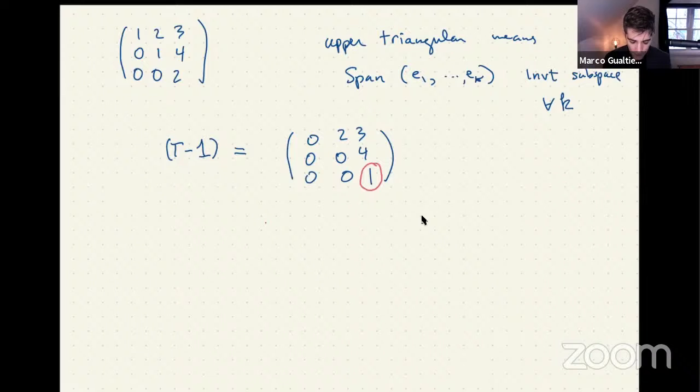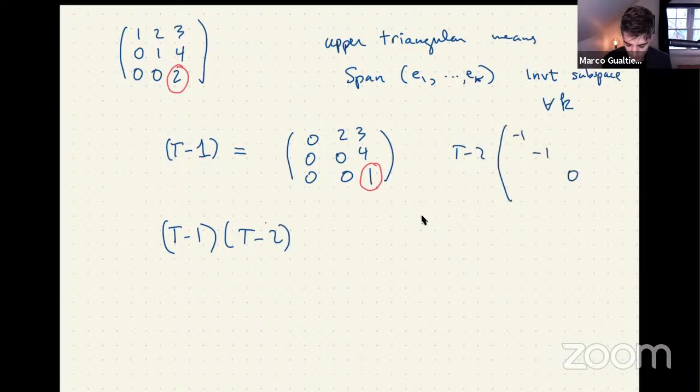Why do I have this here? It's because there was a different eigenvalue. So now what I'm going to do is put that one in as well. I'm going to take t minus 1, and I'm going to multiply it by t minus 2. Let me figure out t minus 2. T minus 2 is going to be like -1, -1, 0, and then 2, 3, 4.